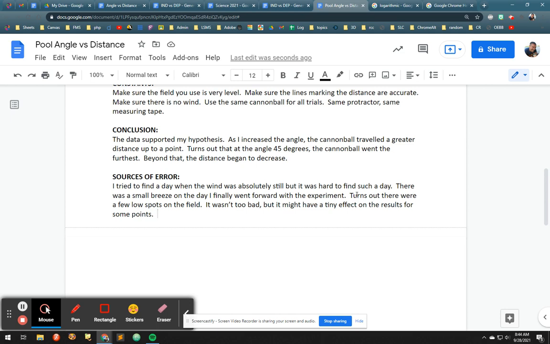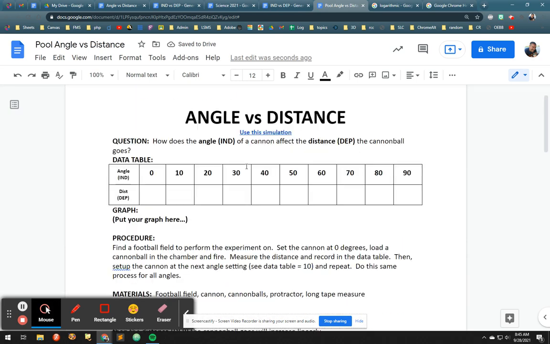So I have one more. I could say the cannon I used was pretty big, and the protractor was kind of small, so it was difficult to get accurate angles. So there you go, some sources of error. And with that, you have completed your angle versus distance write-up.